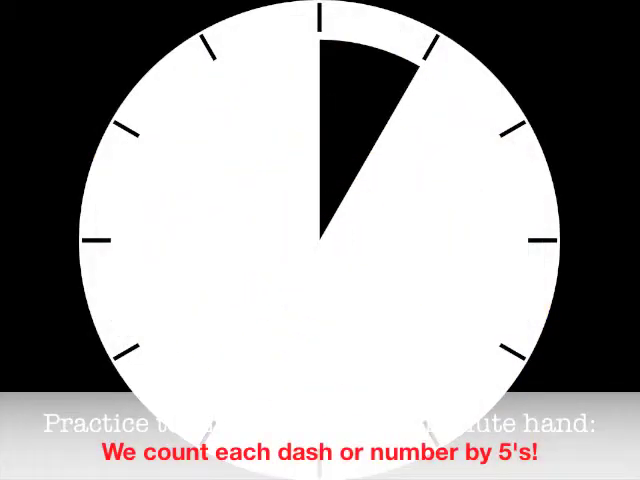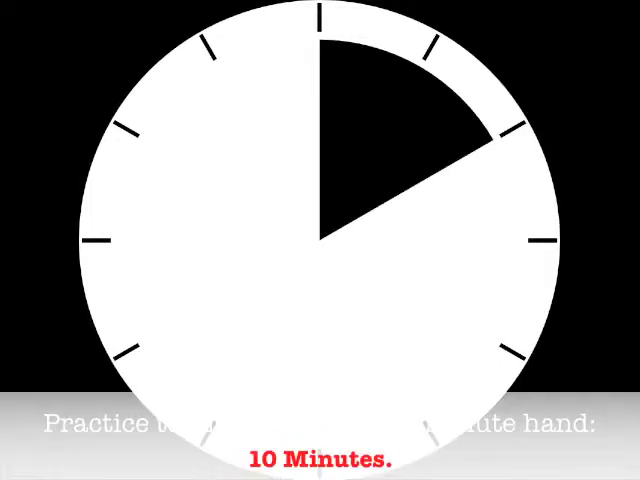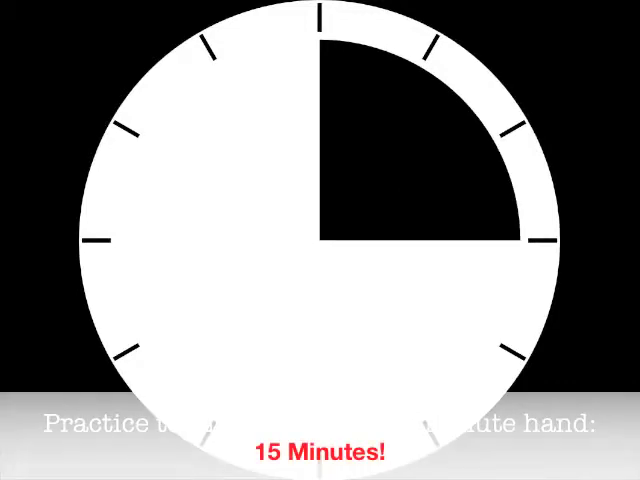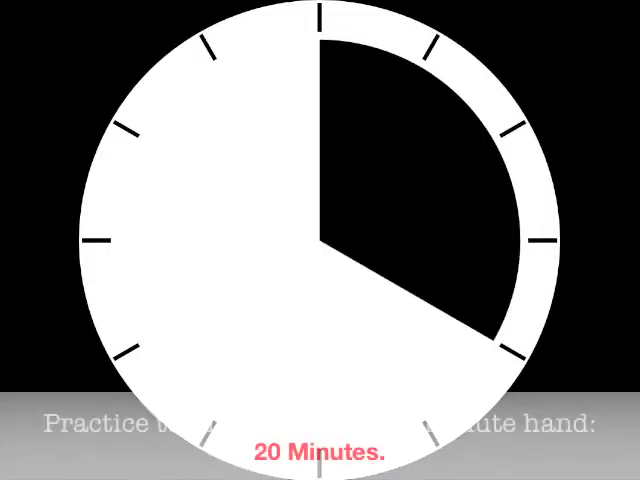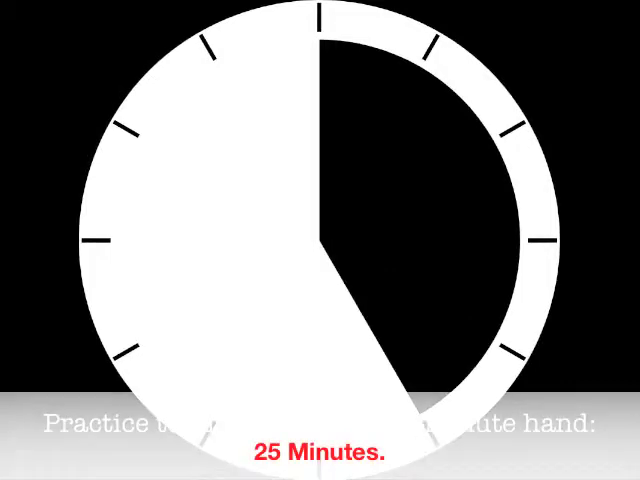Now let's practice counting by 5s to show you how many minutes each number represents on the clock. Here we go. Starting with the 1, which represents 5 minutes. So we move from 5. Now the 2 on the clock represents 10 minutes. The 3 on the clock represents 15 minutes. The 4 on the clock represents 20 minutes. The 5 on the clock represents 25 minutes.